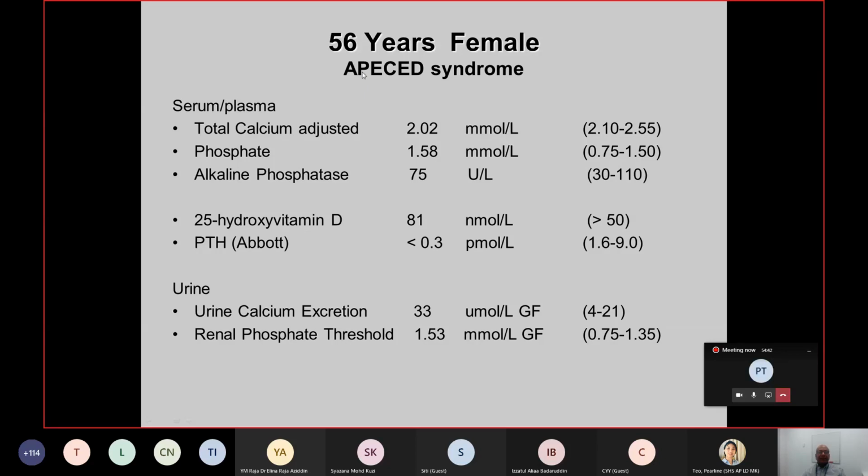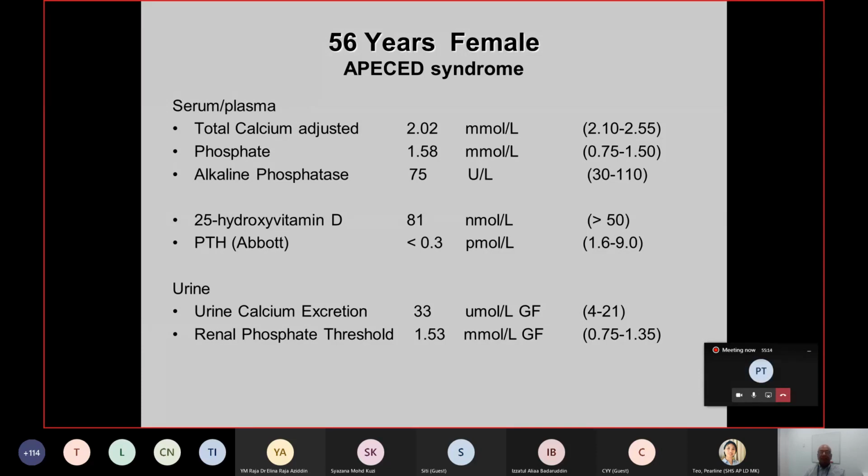This case is a 56-year-old female. We had this in the clinical history, APFCB syndrome. Some of you would know what it is. I'll come to that. But she presented with a low calcium and a high phosphate, normal vitamin D, but an undetectable PTH. Urine calcium excretion was raised, and renal phosphate threshold was increased, which means there is phosphate retention.